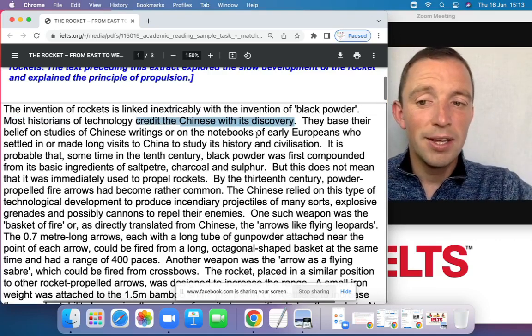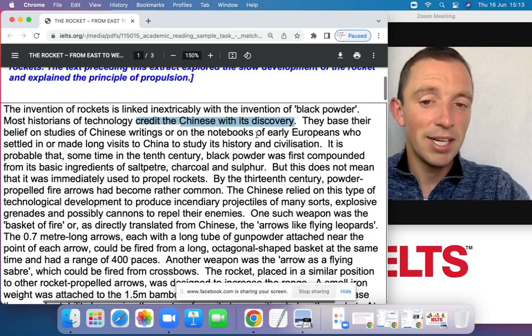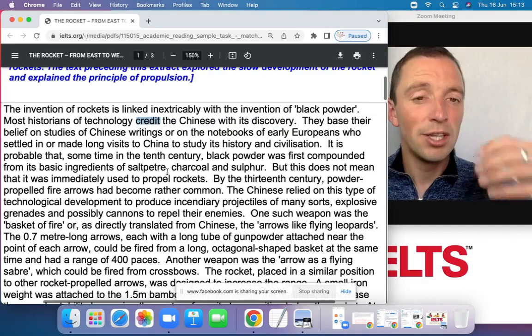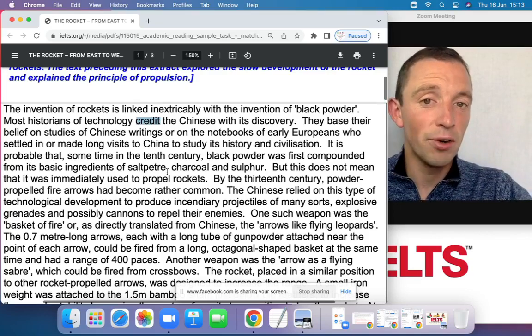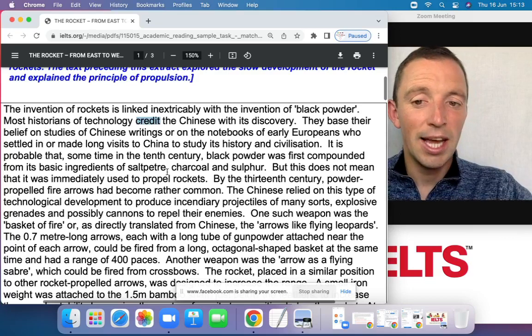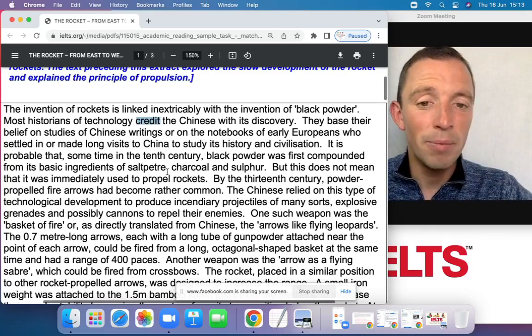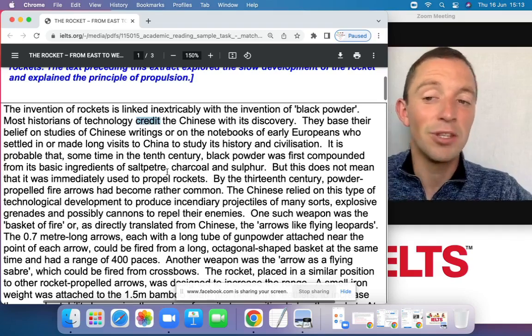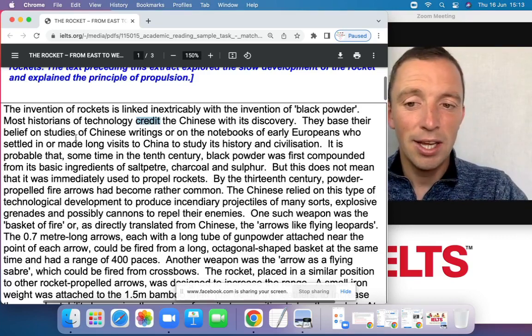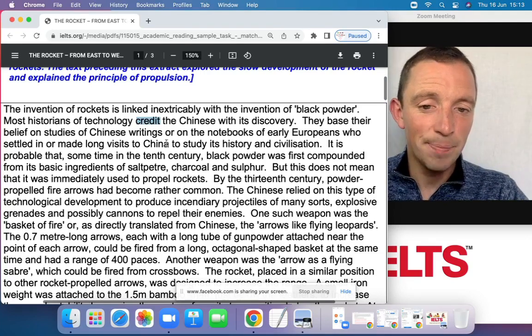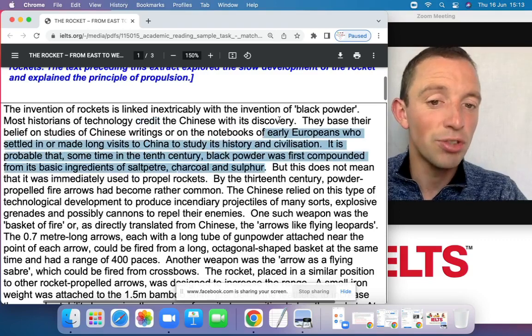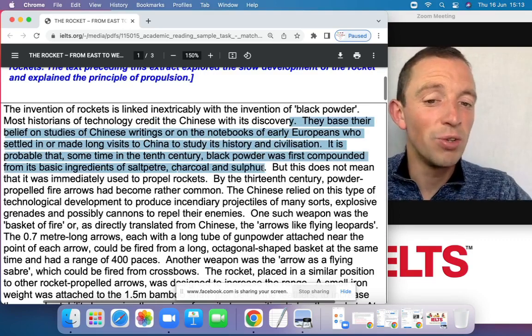So the majority of historians, the difficult part here is credit. This is a verb, so they give credit to the Chinese for the discovery. So it is a verb to credit you for doing something, and therefore here I think is the answer. So the Chinese are probably the group who invented black powder, according to most historians. And the next sentences do not really contradict that.